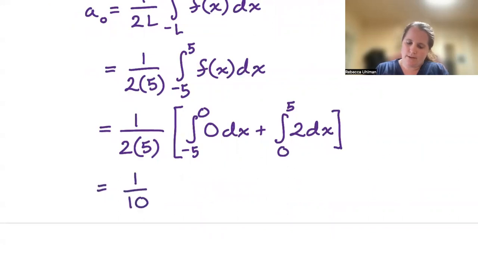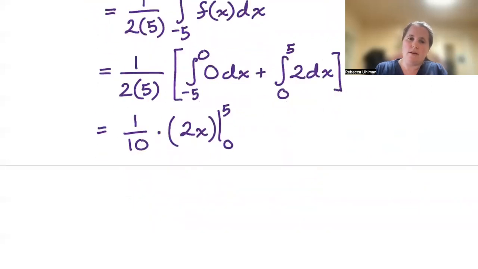This is 1 over 10 times, this would just be 0 plus, and then we would do 2x evaluated at 0 and 5. We wind up just getting that this is equal to 1. So we get a naught is simply 1.